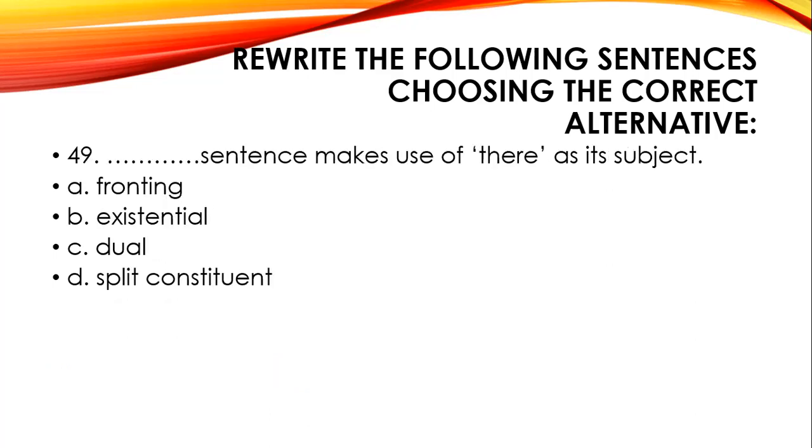___ sentences make use of there as its subject. Option A, fronting, option B, existential, option C, dual, option D, split constituent. And the correct answer is option B, existential. So existential sentences make use of there as subject.